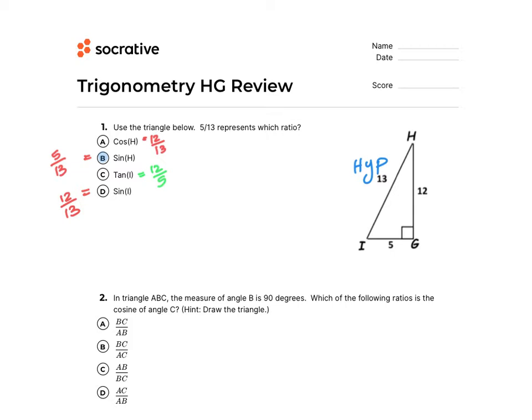So remember that the rule is SOHCAHTOA, where sine is opposite over hypotenuse, cosine is adjacent over hypotenuse, and tangent is opposite over adjacent.